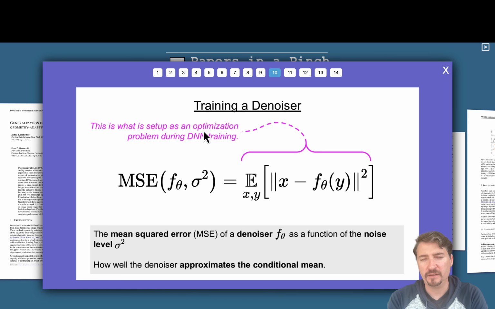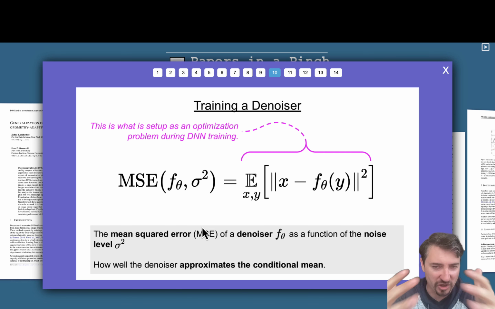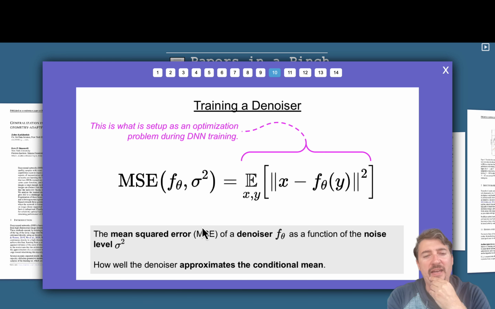Now, if we take a look at training the actual denoiser, so now we're at the part where this is what's set up in the machine, right? This is what's set up as an optimization problem during the DNN training. This is going to relate to the actual loss function that gets programmed in. And this is essentially just the mean squared error of the denoiser. So when we talk about a diffusion model that you're trying to learn in deep learning, that's the denoiser. And hopefully it's obvious why it's called a denoiser. You're trying to remove noise back to images, right?